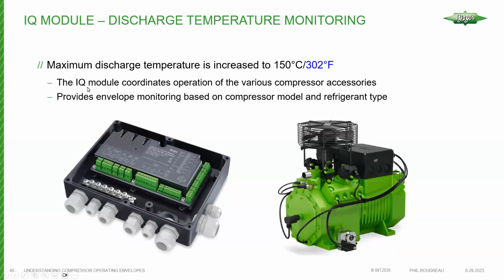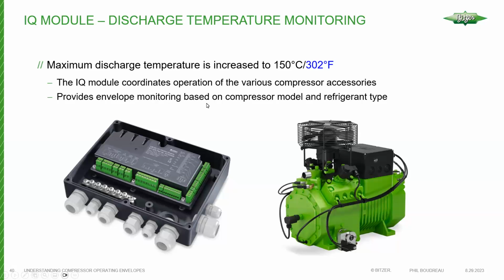But basically what's going on here is the IQ module coordinates the operation of the various compressor accessories. Anyone who watched the IQ module video may recall that the accessories on the compressor, head cooling fan, refrigerant injection, crankcase heater, unloaders, and so on, are all controlled by the IQ module. So it's all coordinated by the IQ module. So the allowable discharge temperature is a little bit higher when you're using the IQ module in that application.